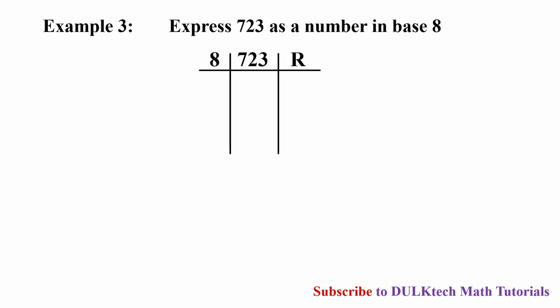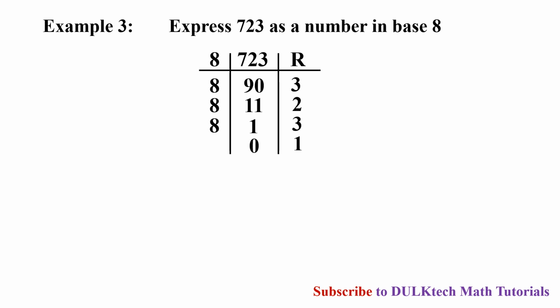Now 8 into 72, it's 9. Then remainder 0 into 3 is 0. So it's 90 remainder 3. Right. 8 again into 90, it's 11 remainder 2. Then 8 again into 11, we get 1 remainder 3. Then 8 into 1, we get 0 remainder 1.